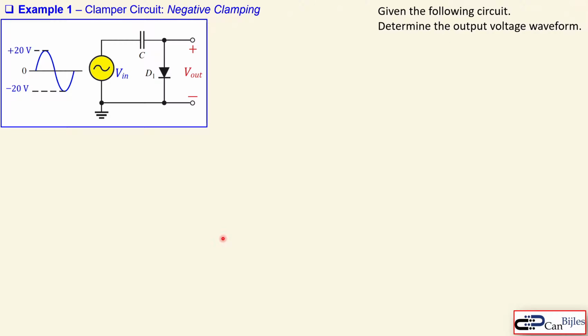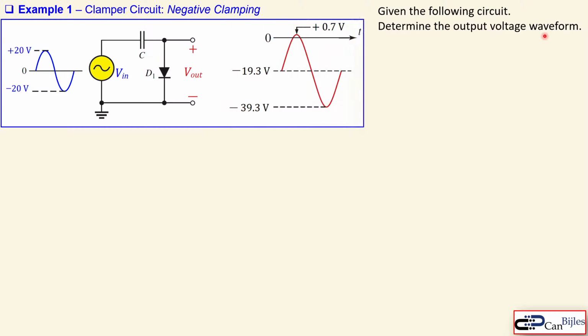Okay, let's now move on to our first example about the clamper circuit using passive components. In this case we use negative clamping. Given this circuit, we would like to determine the output voltage waveform. We know it is 20 volts peak, so 20 volts up and minus 20 volts down. We have a capacitor and the diode. Everything is considered to be ideal, but in this case we only use the voltage drop across the diode in a forward biased condition.